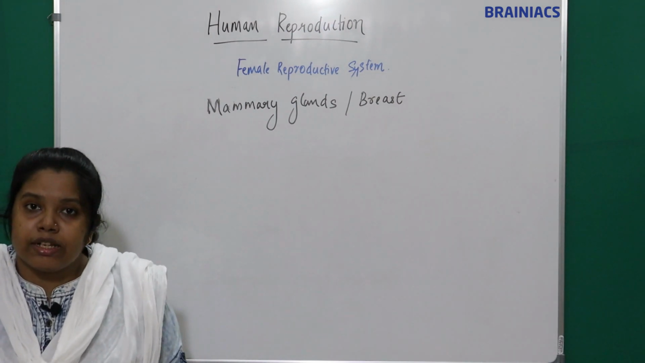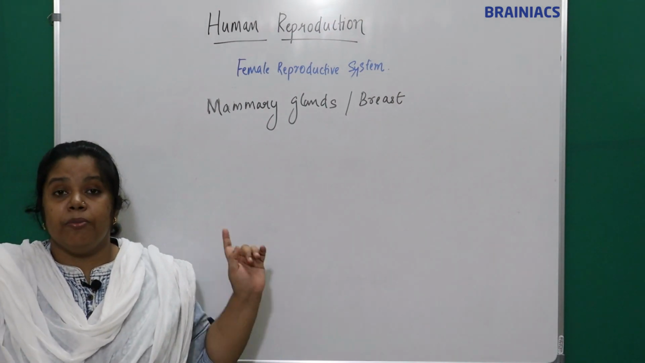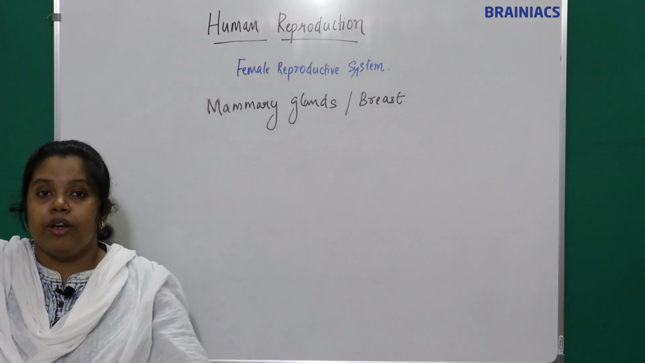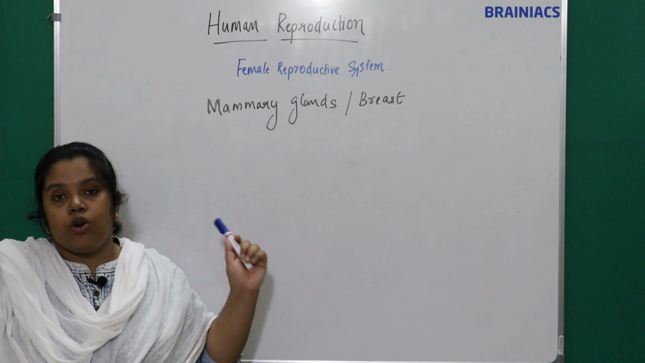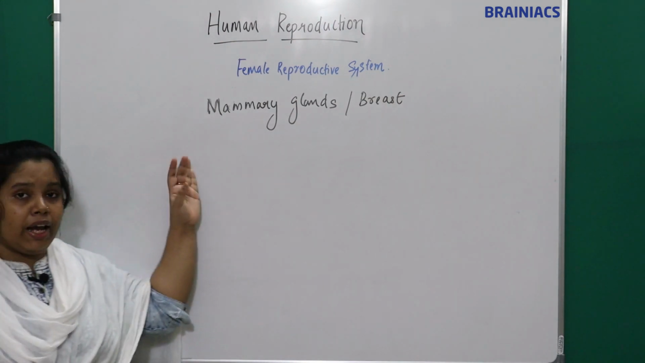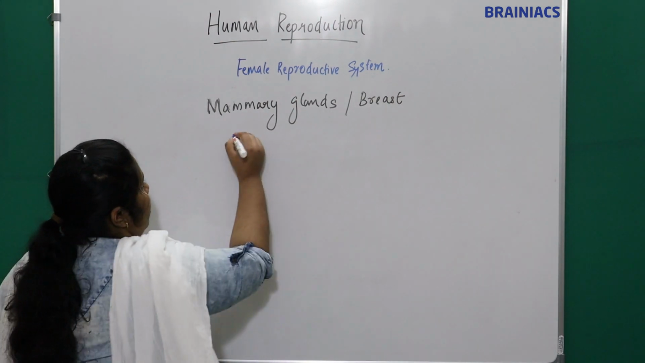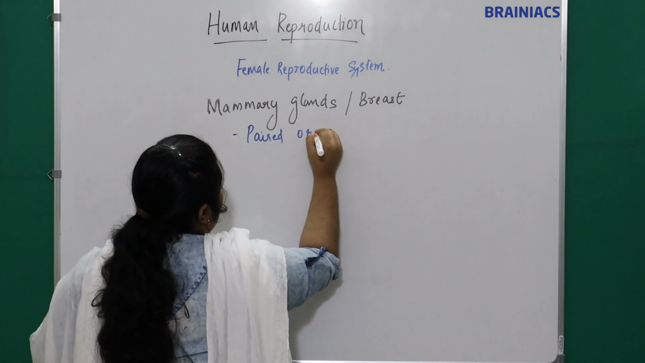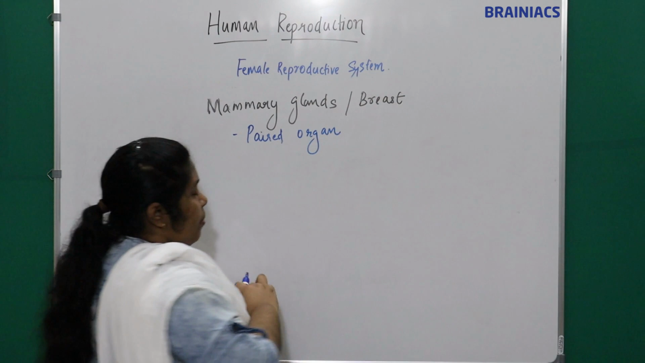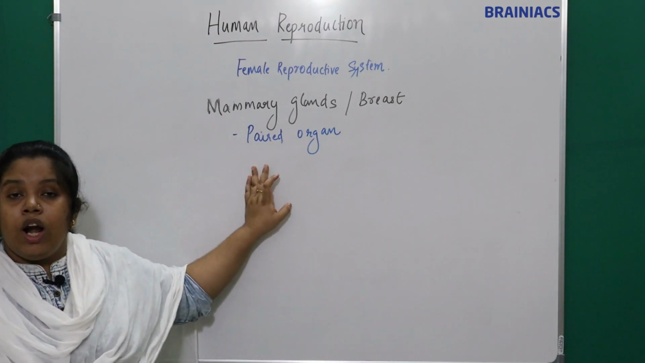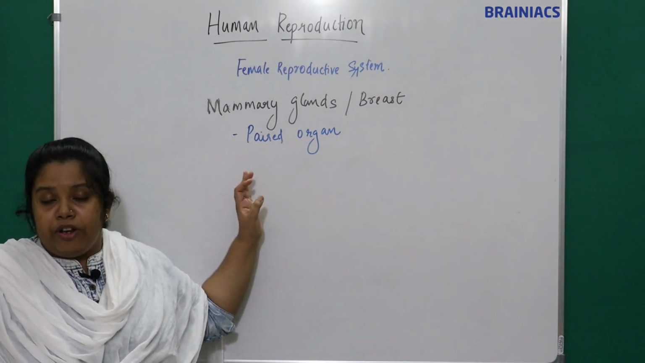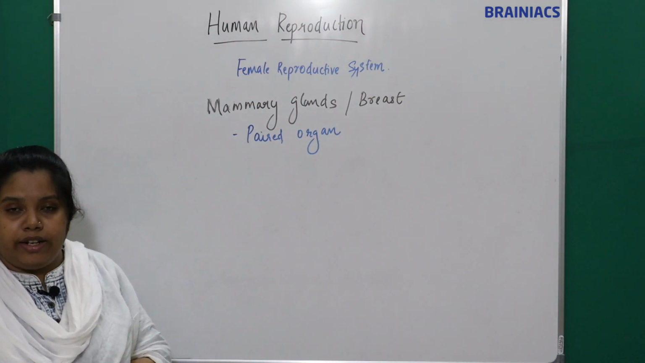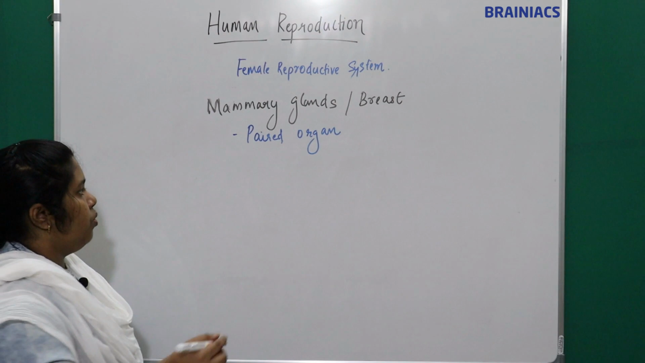These are present in all the female mammals. Mammary glands are present not only in humans. These are paired organs. It is a paired organ present in all female mammals, right? Now we'll see the structure.